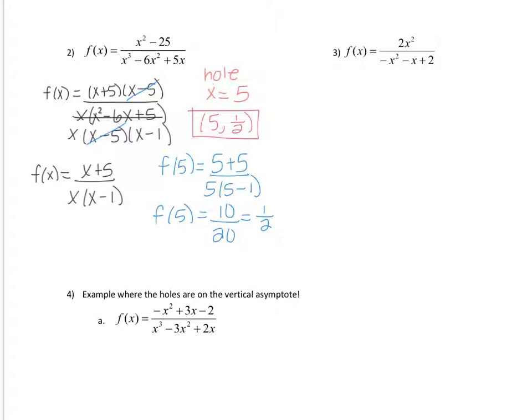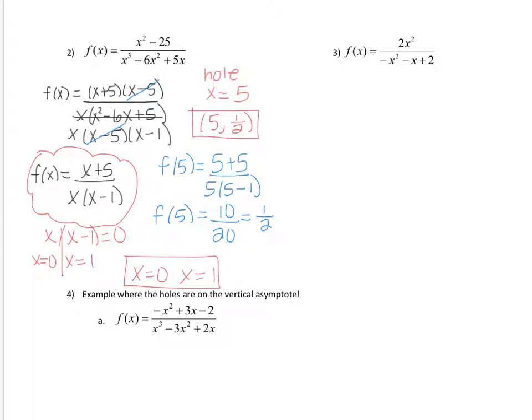Okay. Now to find the vertical asymptotes, we're going to look at the values that make this new simplified fraction undefined. So x, x minus 1, making a t-chart, right? So x equals 0 and x equals 1. So x equals 0, x equals 1. These two are my vertical asymptotes.